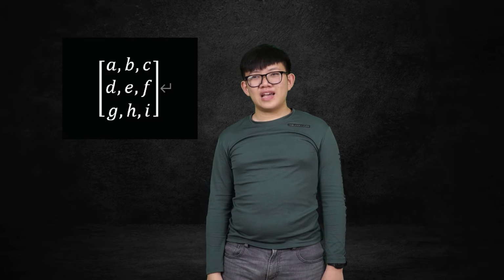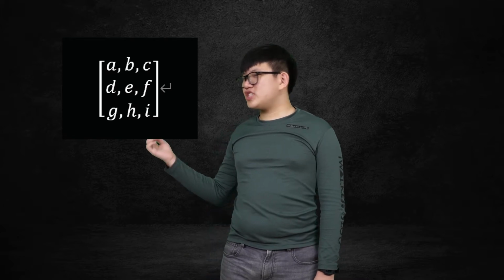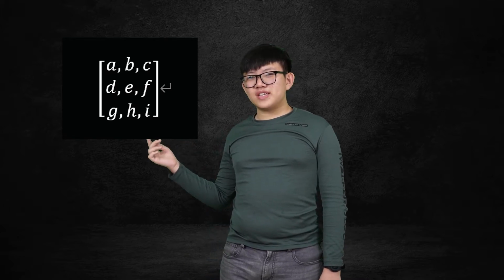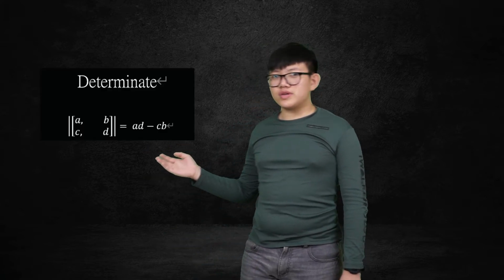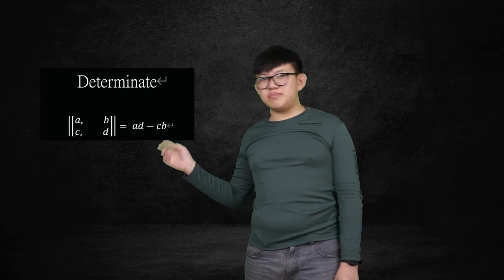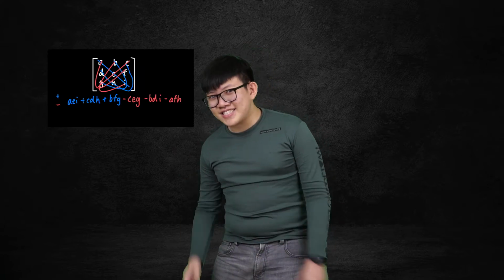Then we arrive at determinant calculation. A determinant can only be calculated for a matrix with square dimensions. And it is super complicated. For a 2x2 matrix, it's AD minus CB. That's easy, right? Now you have to face the monster of the 3x3 determinant!